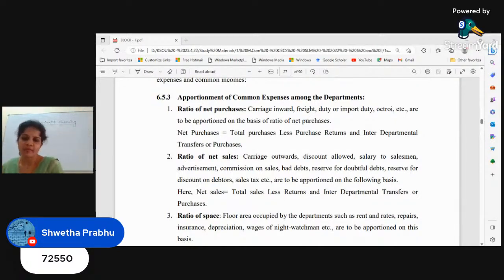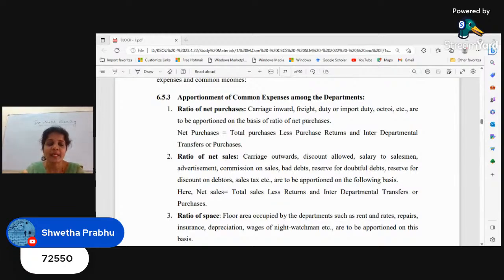There are so many ratios where we have to allocate. If any expenditure is with respect to the purchases, we have to allocate that on the basis of the ratio of net purchases. What is meant by net purchases? Net purchases in the sense total purchases minus returns. If there is any interdepartmental transfer, that should also be deducted. Otherwise total purchases minus returns. So that is the net purchases.